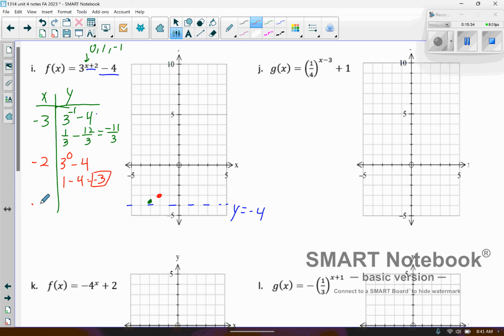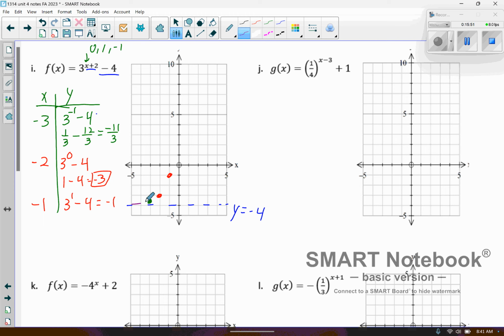And then let's see, let's plug in negative 1. If I plug in negative 1, I'll get 3 to the power of 1 minus 4. Well, 3 minus 4 is negative 1. So that's going to be right here. And honestly, that's fine. Those 3 points are good enough.